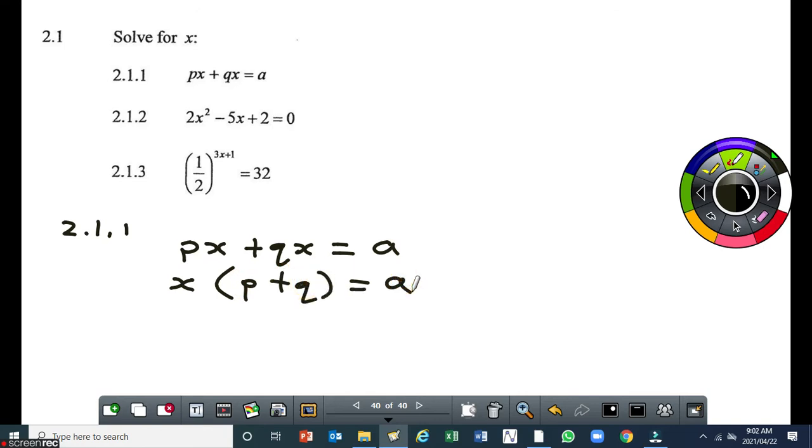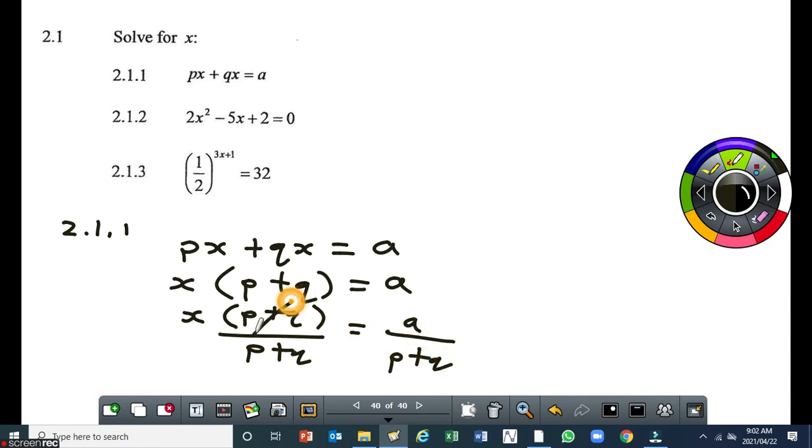If you have got this step where you factorize, give yourself a mark, all right? Because this step is very important. That's why we do factorization first before equations, right? Then the next thing, the p plus q is a binomial. It's going to be like a coefficient of the x. So you divide both sides by p plus q. So when you do that, you get x times (p plus q) over (p plus q) is equal to a over (p plus q). So these two cancel out.